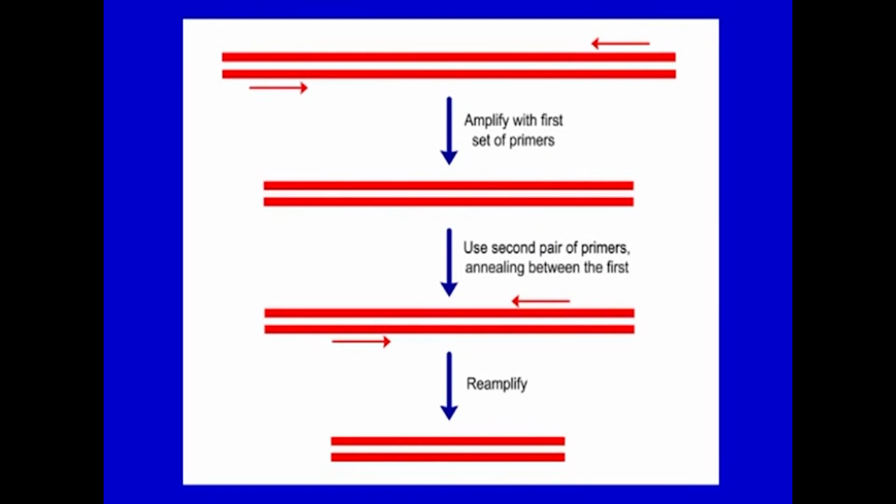So, here it is shown in this figure, you have a DNA template and you amplify with the first set of primers, and amplification will occur. Now, what is done? The second pair of primers anneal within the product of the first PCR, and then it is re-amplified. So, only those sites, because the sites are within the first product, will be amplified. So, that will be very specific.